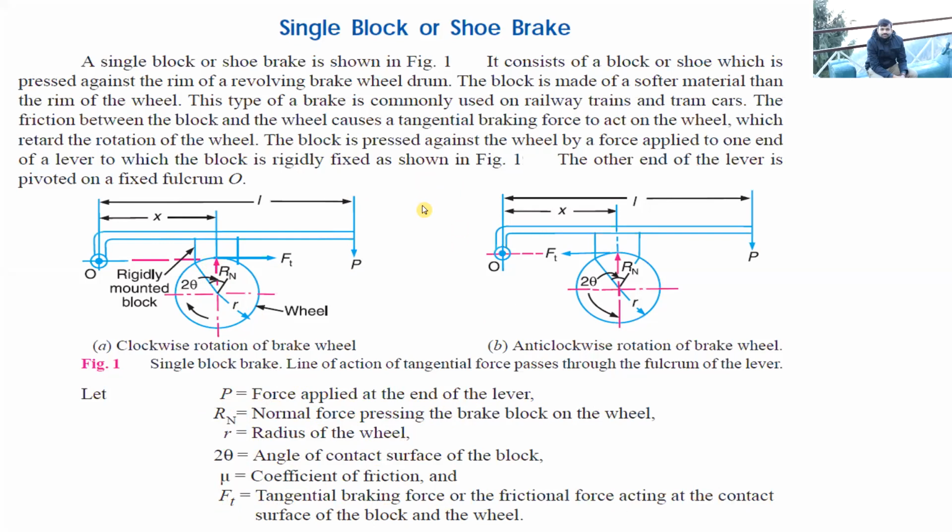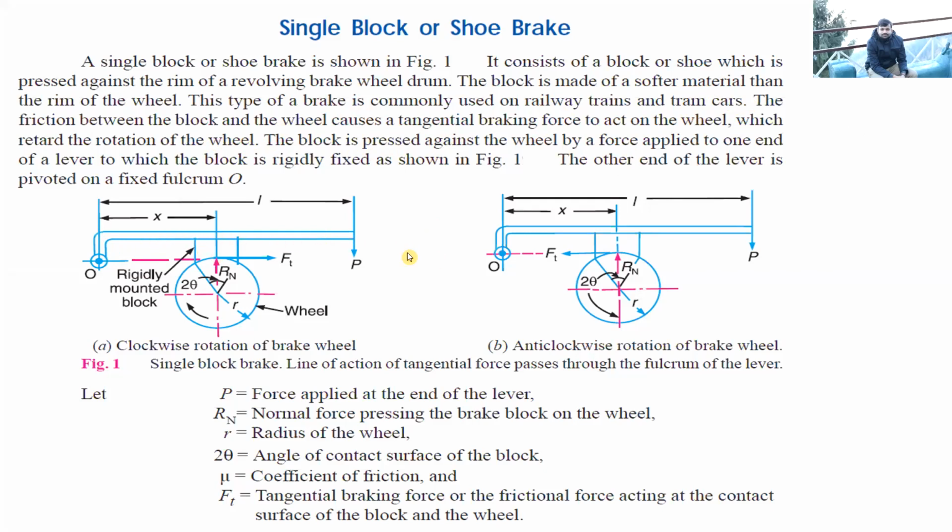This type of brake is used in railway trains and tram cars. Now what are tram cars? They are small lower gauge rails which are generally used for transportation within the city. If you go to Kolkata, then you will come across these tram cars. So the tangential braking force is used to apply the brake, and this block is rigidly attached to this lever.